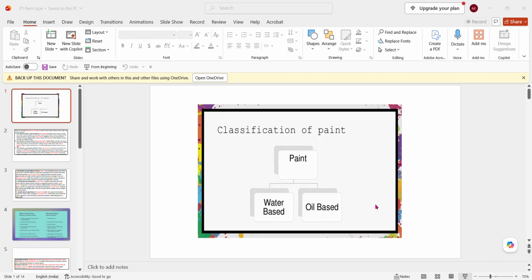In my previous post, I told you the paint consists of pigment, meaning color, resin, meaning binder, then solvent, either water or oil, and then additives. The main classification of the paint can be done based on the solvent, that is water-based or oil-based. Now there are a total of 6 categories. Paint can be primarily classified into 6 categories.